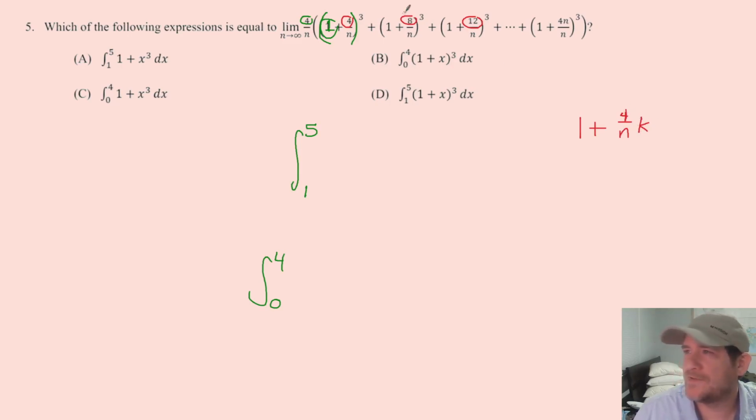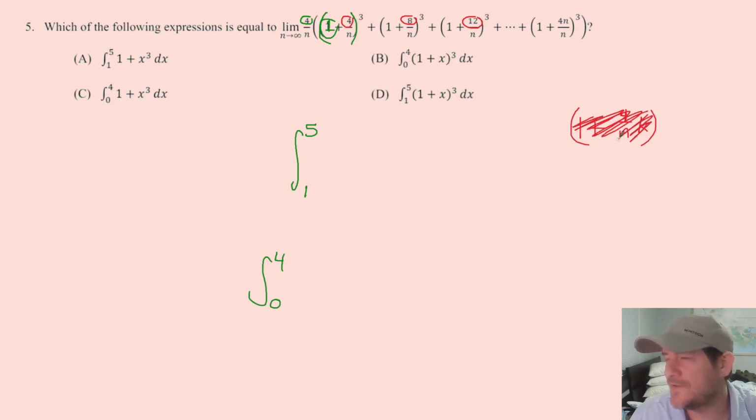So that 4 actually is accounted for because as k starts at 1, you get 1 plus 1 4 over n. Then as k ticks up to 2, you get 1 plus 2 4s over n, which is 8. Then 3 4s over n. So all that is good. We don't need any other coefficients on x or anything added to x. This expression is just essentially our plain old x.